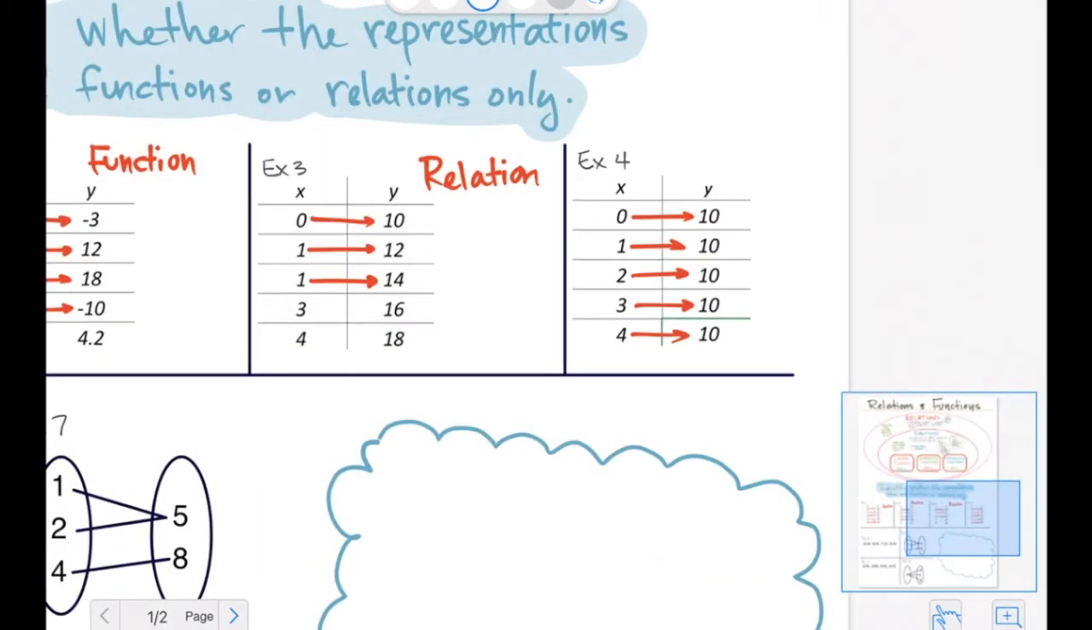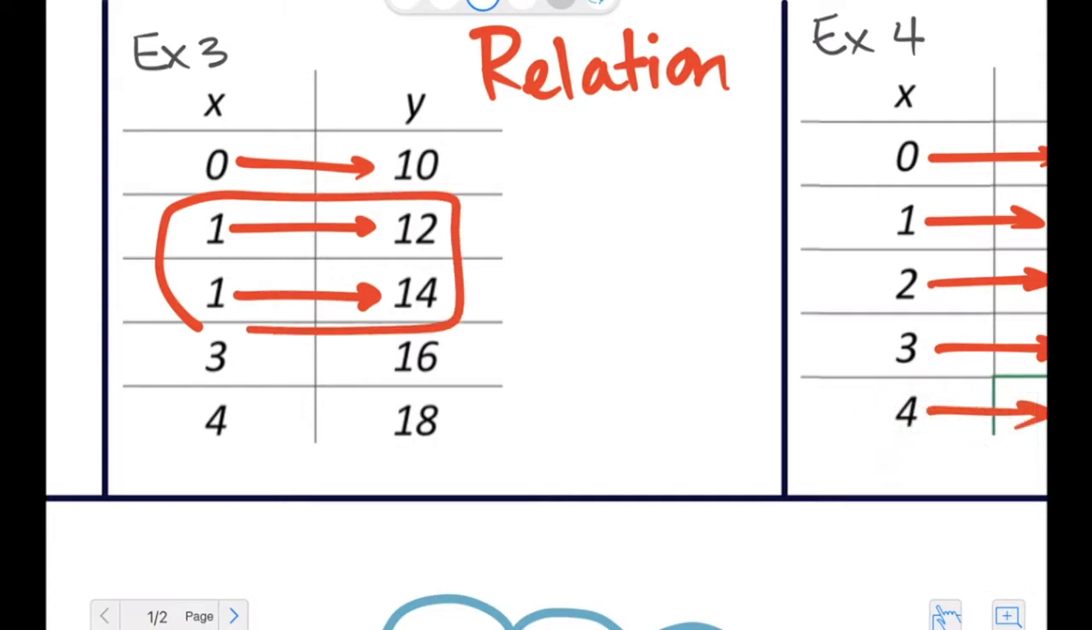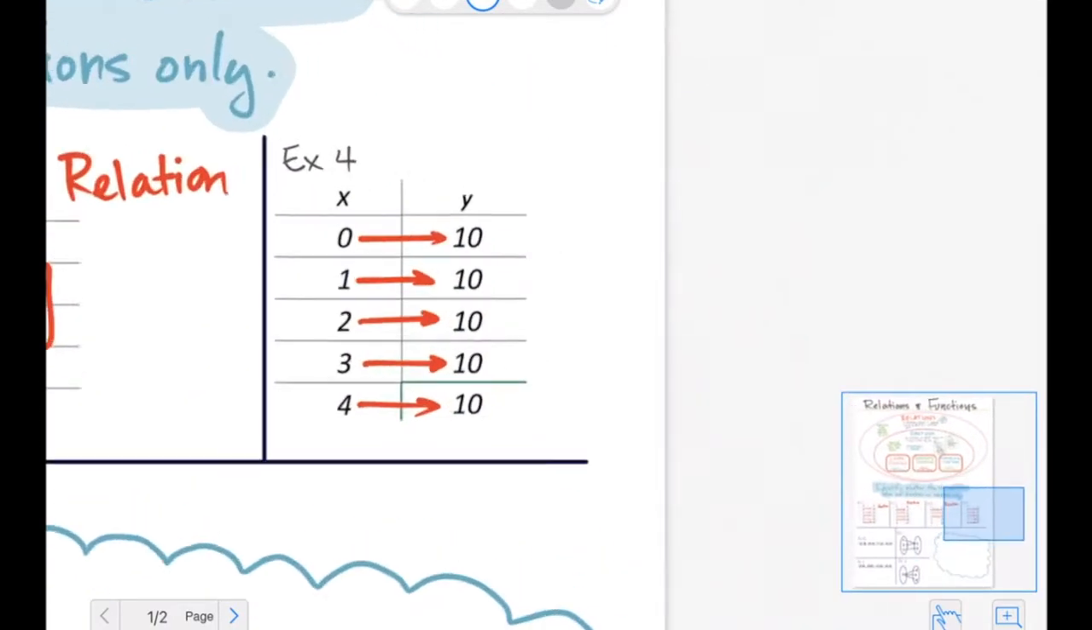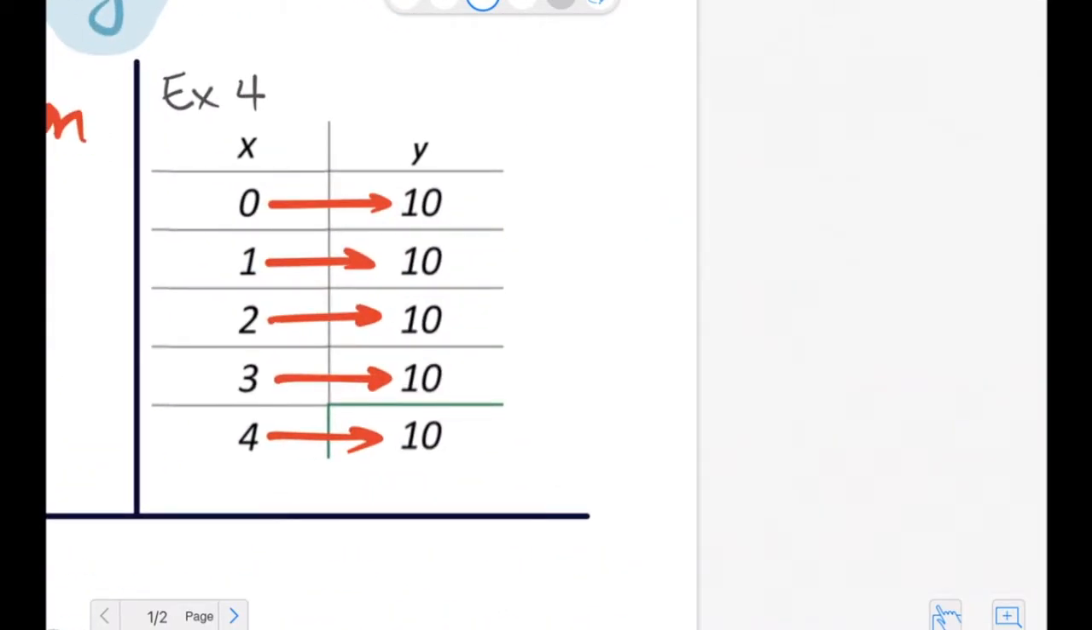What we care about is if you have the same x value that goes to different y values. So for example 4, even though it's kind of a weird table, it's still a relation that we would call more specifically a function.